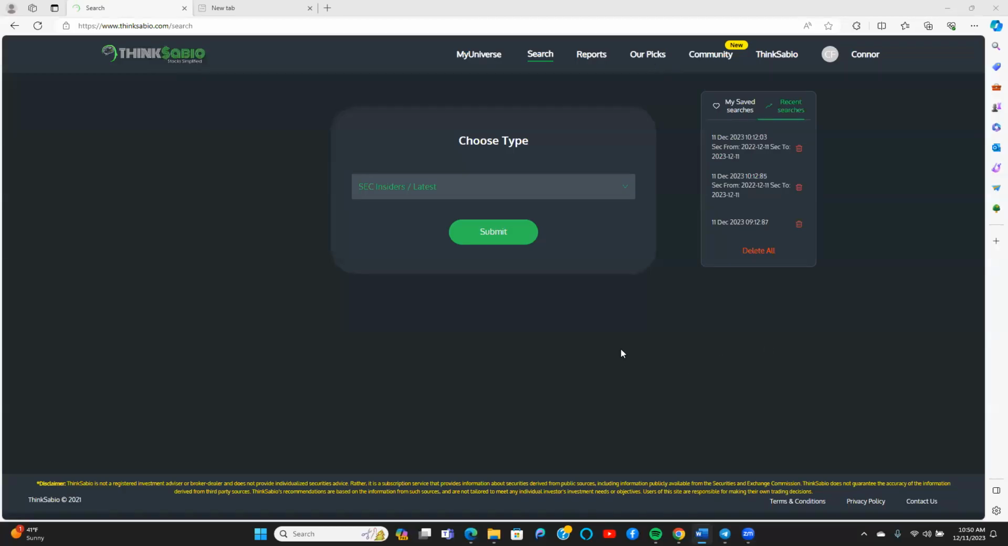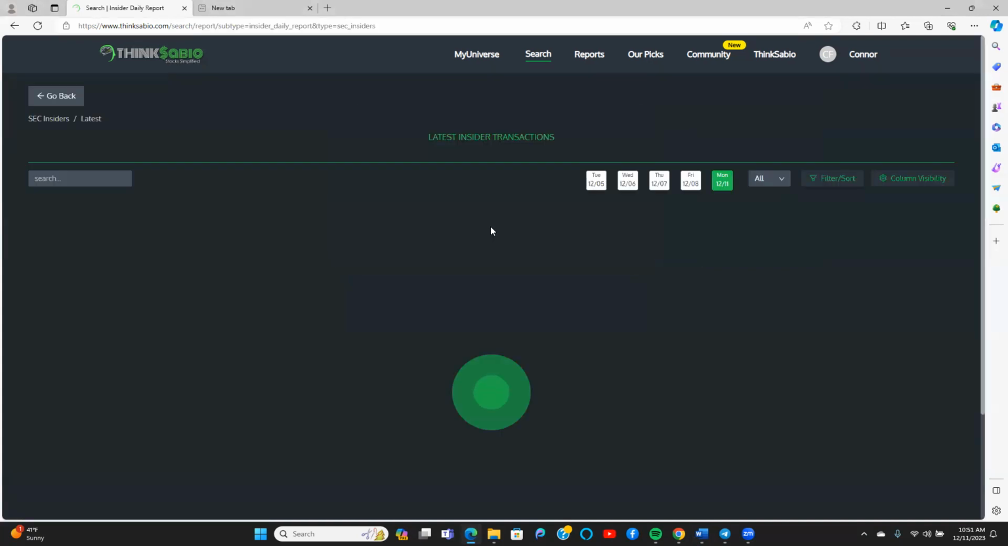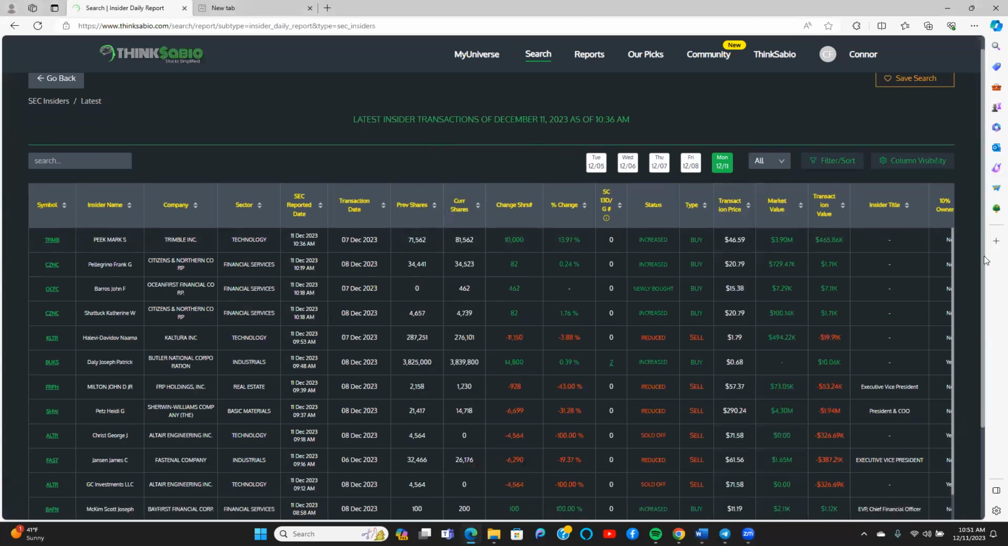So the next reports that we're going to look at involve transactions from SEC insiders. These help you look at transactions among major industry players and see what stocks they're buying and selling. With this, you can get a look at what the big-time investors are doing and use that to help with your investment strategy. So we'll look at this one first, latest insider transactions.